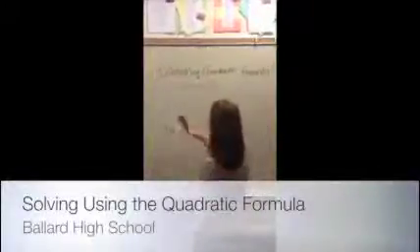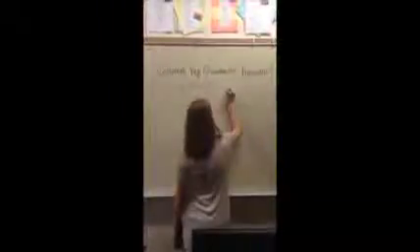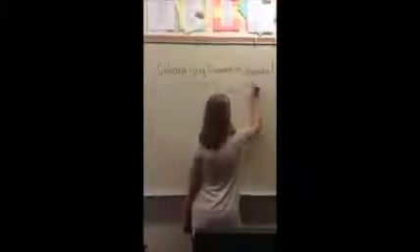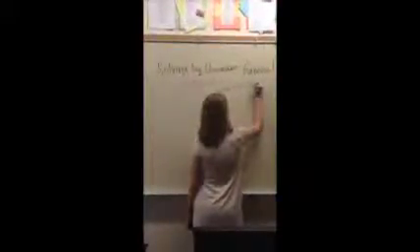Today we're going to be taking an equation in general form and solving it by using the quadratic formula. So this is the problem we've chosen to solve, and first we need to figure out what the quadratic formula is. And it is x equals negative b plus or minus radical b squared minus 4ac all over 2a.